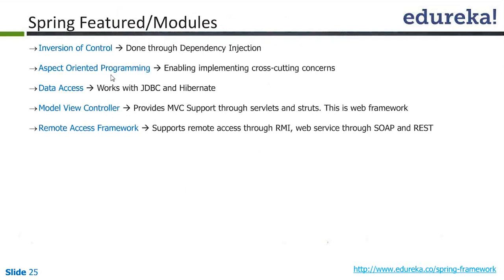Aspect oriented programming enables implementing cross-cutting concerns, the example that we covered just now. Then data access, which works with JDBC and Hibernate. We have Spring DAO, Spring Batch and JDBC template. There are so many other things which offer data access. Model View Controller, this is very important: the MVC framework provides MVC support through servlets and Struts.